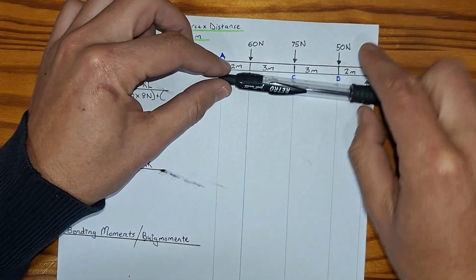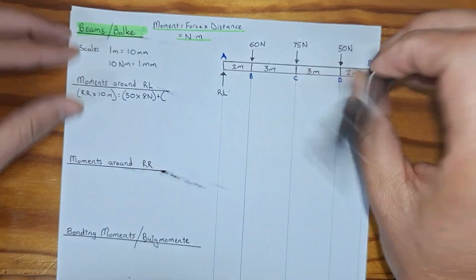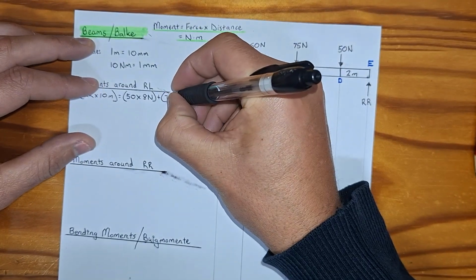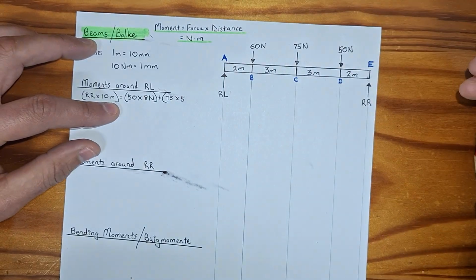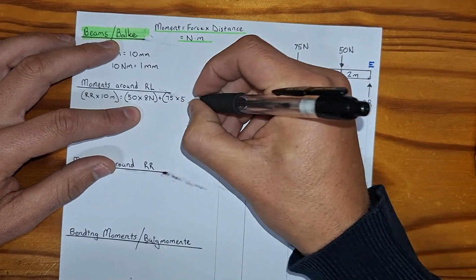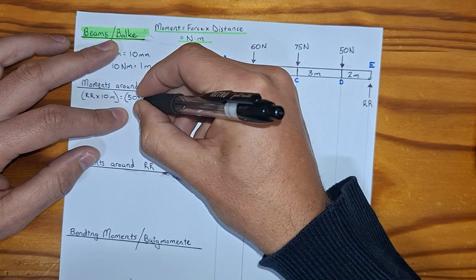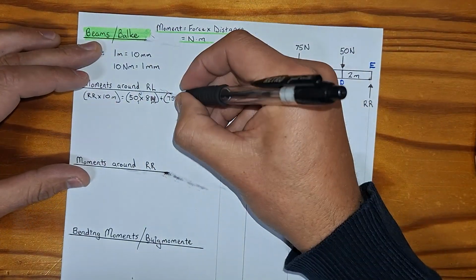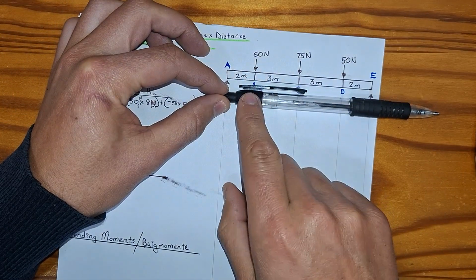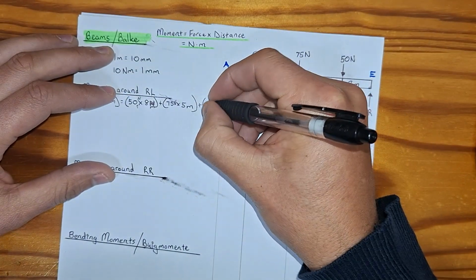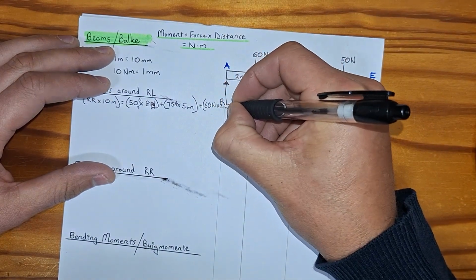So that will be the next one. We've already done the 50 times the 8. So now it's 75 newtons times 5 meters. I see I made a mistake here. This is meters and that one is newtons. And then plus, the last moment will be the 60 times the 2. 60 newtons times 2 meters.